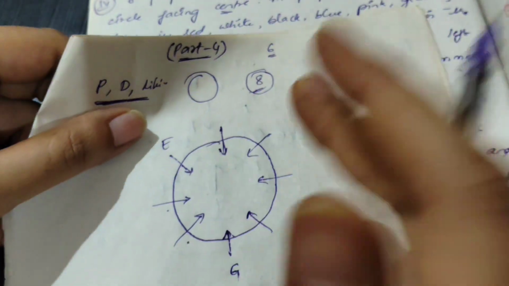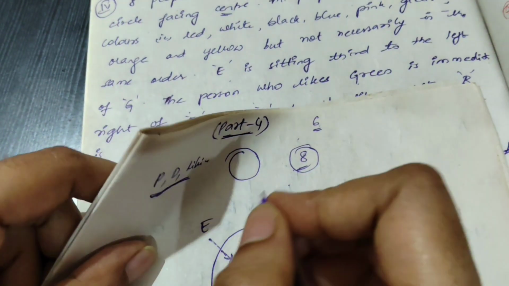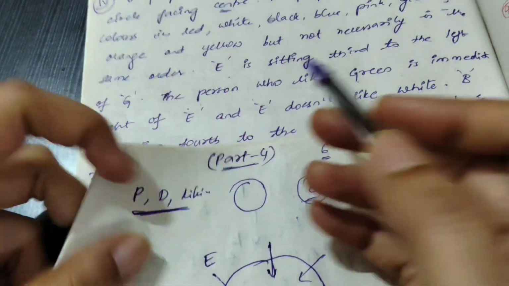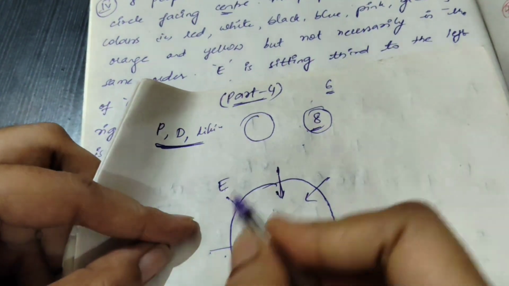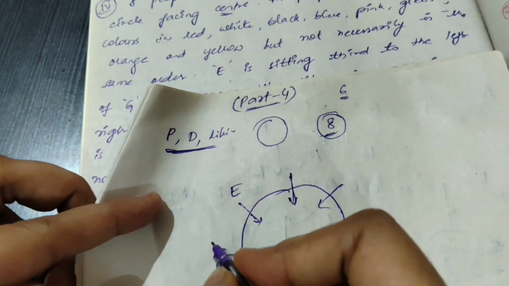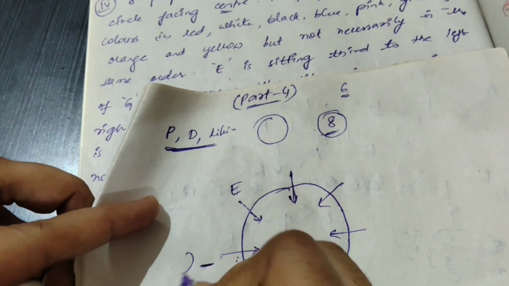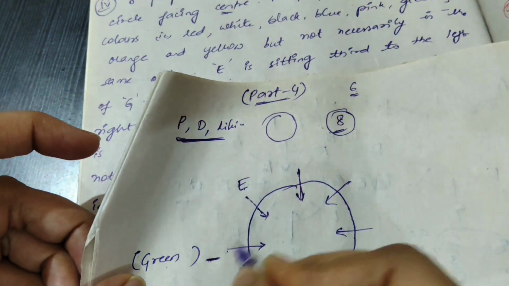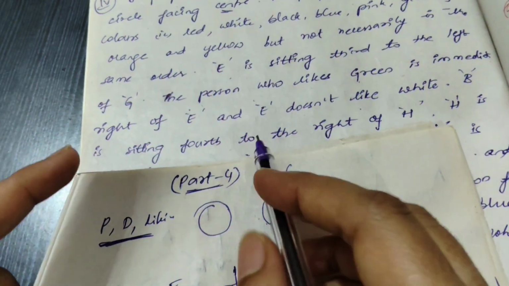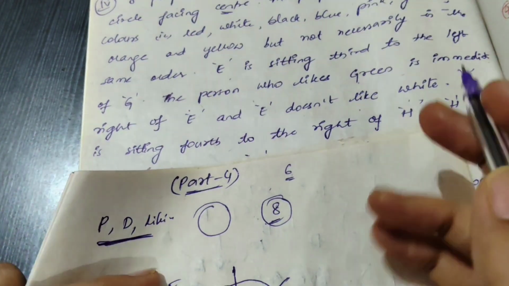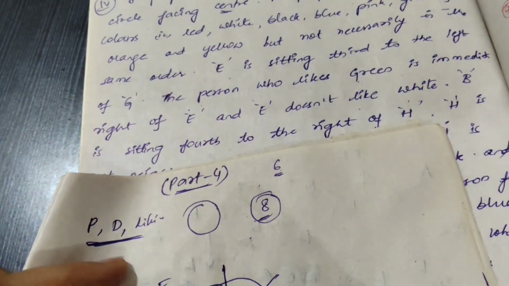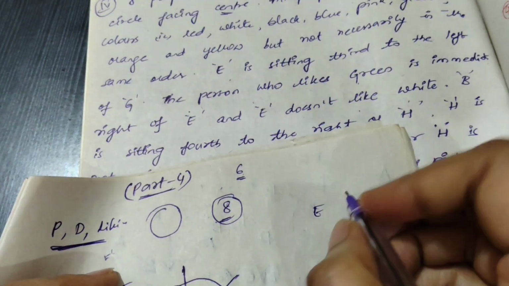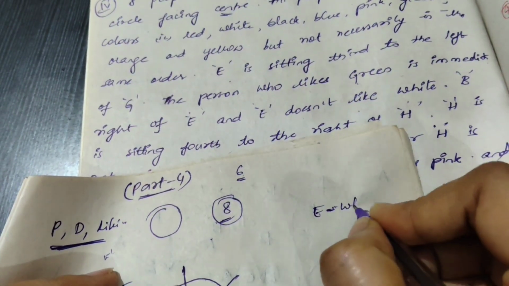So now with E, we have E here. The person who likes green is immediate right of E. We don't know the person, but that person likes green color. Here I will write the person in bracket, green color. So the person who likes green sits immediate right of E. And E doesn't like white. If you can remember in your brain, remember that E doesn't like white, or else write somewhere at the corner that E doesn't like white color.